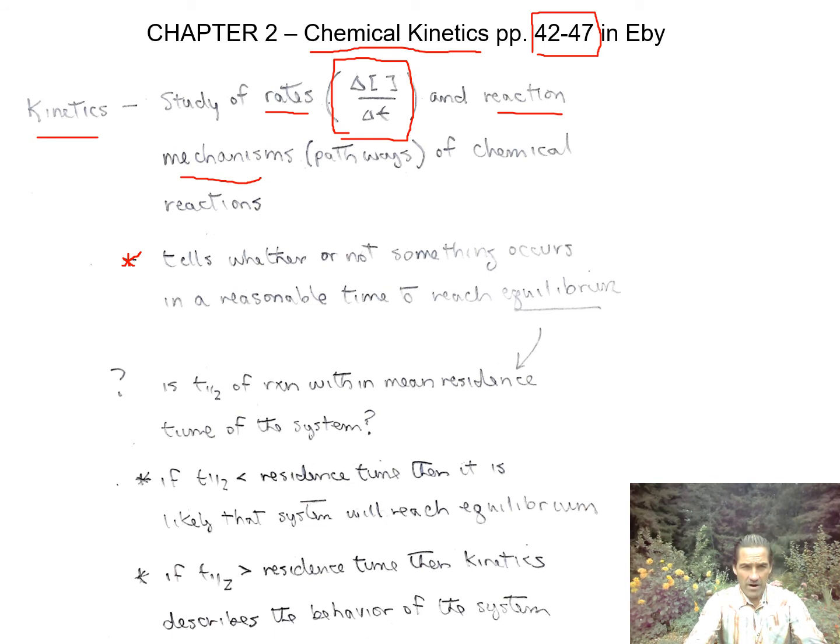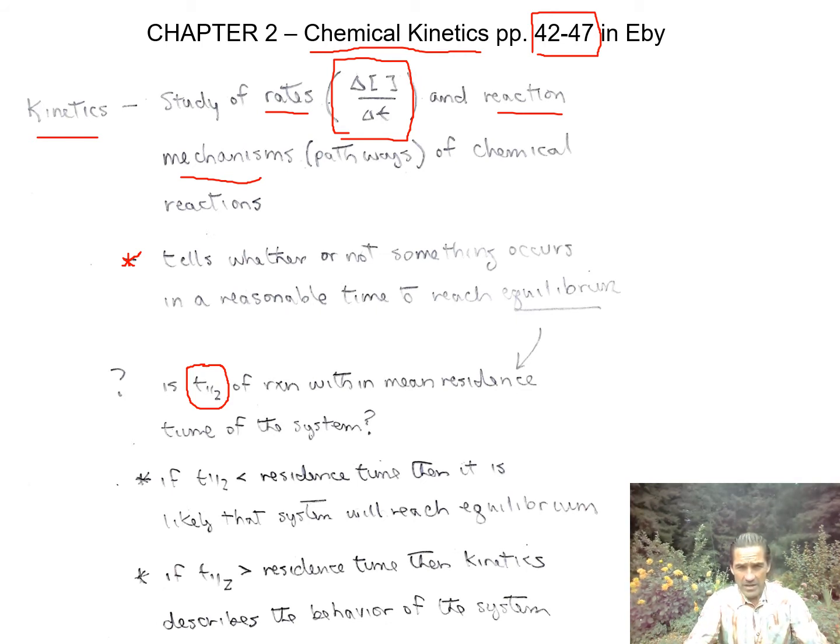And so one variable that we will cover in kinetics is the half-life. So the half-life tells us that, say we have a certain concentration of something to start with, one half-life, I should say, tells us the time it takes for half of that to be gone, or the time it takes for half of the reaction to occur.